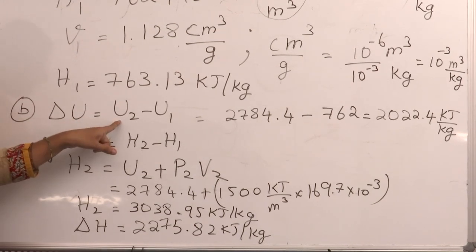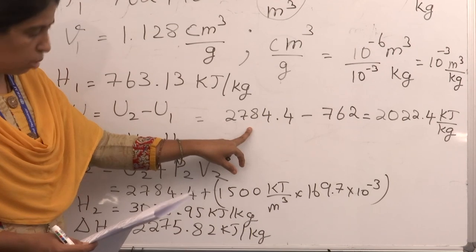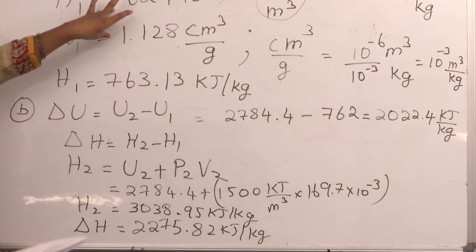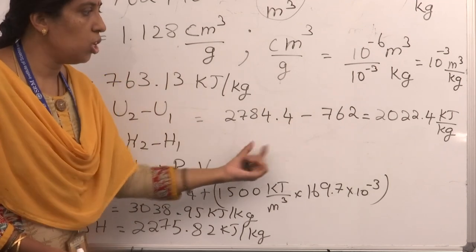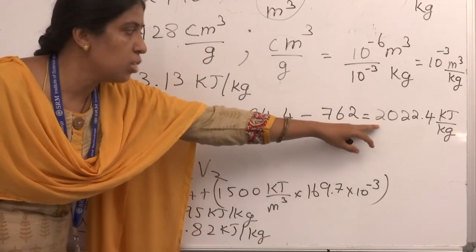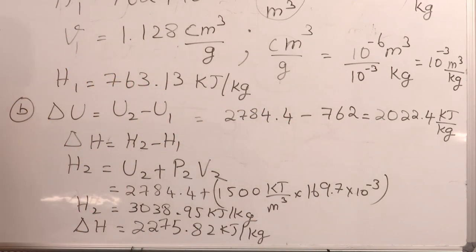So U2, internal energy 2784, is given in the question, minus U1, which was already given in the first part of the question. By subtracting the two internal energies, you will get the change in internal energy as 2022.4 kilojoules per kg. Okay, you have found delta U by this method. Let us move to delta H.